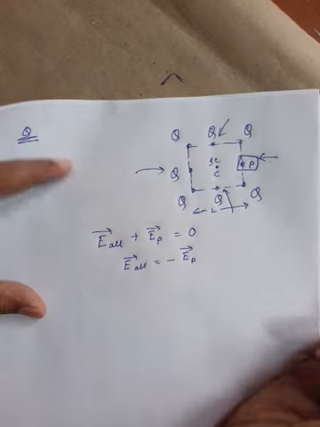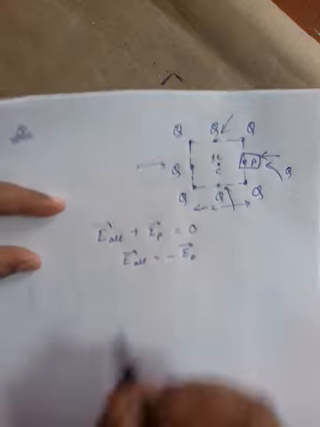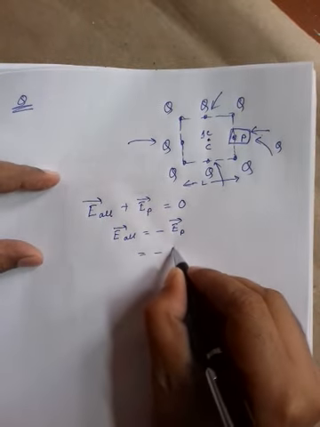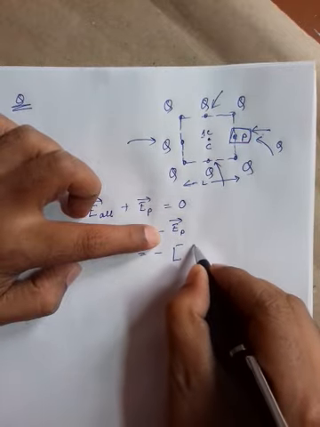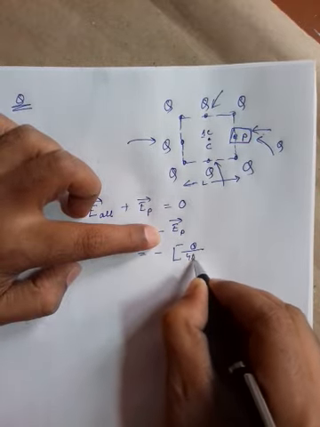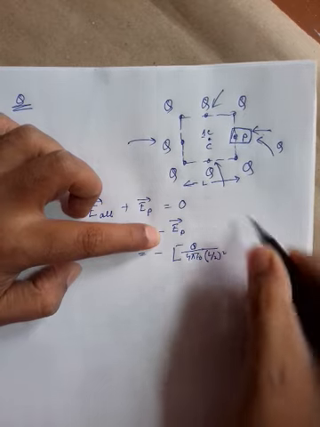Actually, at point P no charge is present. Just imagine a similar charge present. Then I am writing the answer: what is the field if by chance a charge is present? It is easy: Q by 4 pi epsilon naught (L by 2) square.